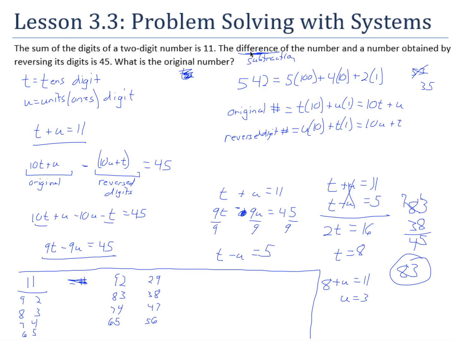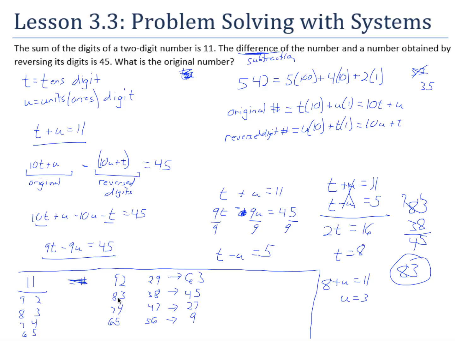Well, what else do we know? We know the difference of the 2 is 45. So 92 minus 29, is that difference 45? No, 92 minus 29 is 63. 83 minus 38, we actually just found that that is 45. 74 minus 47 is 27. We don't have to keep going because we just found our answer. And 65 minus 56 is 9.